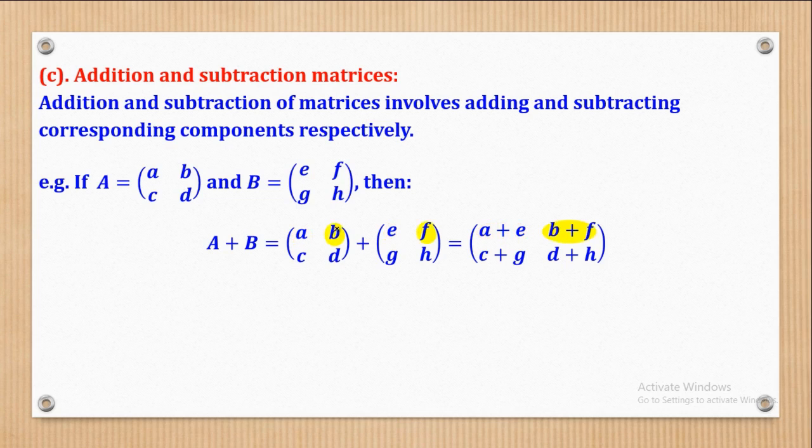Then when we go to the next one, this one and this one are in the same position, because this is first row second column and this is also first row second column. So when you add the two, we shall come up with this. So we put it in this very position, which is first row second column.